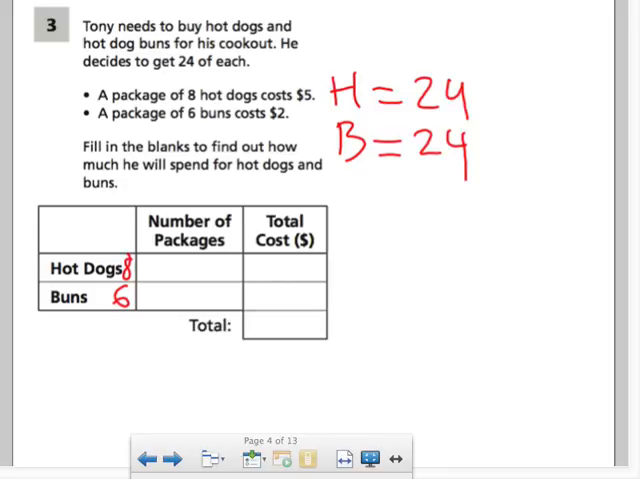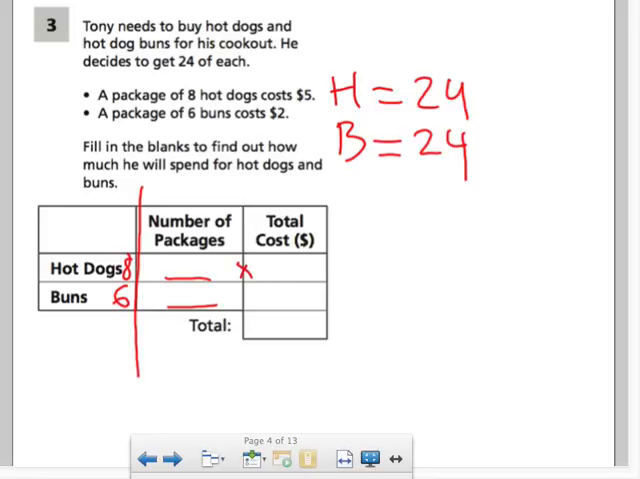I'm not going to tell you, but I think it's pretty obvious what you might put there. And if 6 buns come in a package, how many of those do we need to get to 24? I'm not going to tell you, but I think you might be able to figure that out. However, there's one more part to this problem. Now they want to know how much it costs.